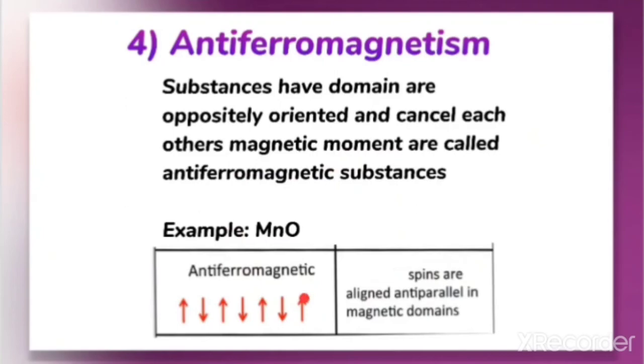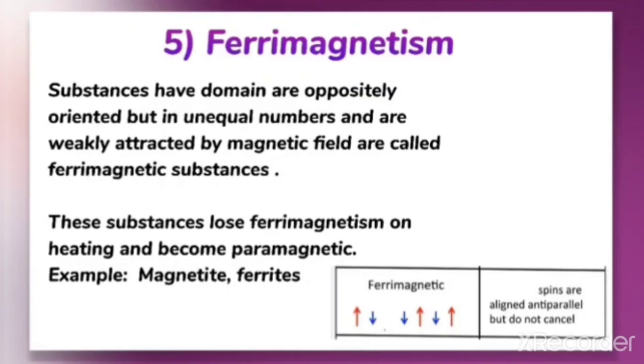Here the orientation is given, where you can see that all are in opposite directions. The spins are aligned anti-parallel in the magnetic domains. Here the example is MnO. The next type is ferrimagnetism. These substances have domains that are oppositely oriented but in unequal numbers.